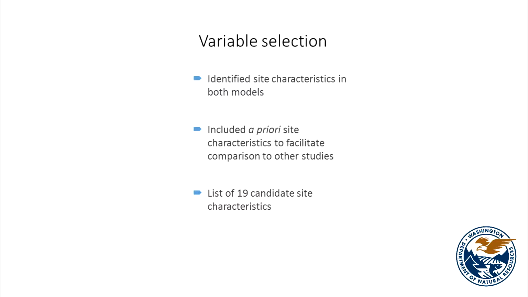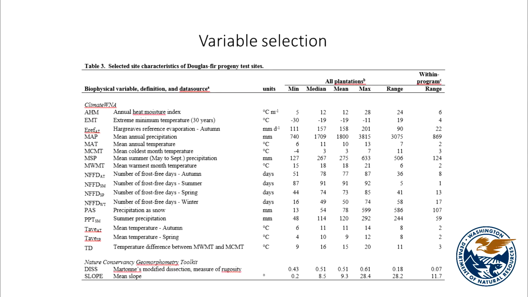So we came up with a list of 19 candidate site characteristics that we want to use for our final modeling, to try and predict growth at sites without having trees there to measure, or under changing environmental conditions going into the future. So this is the list of the variables that we were starting with. We had 17 climate variables and 2 geomorphometry variables.